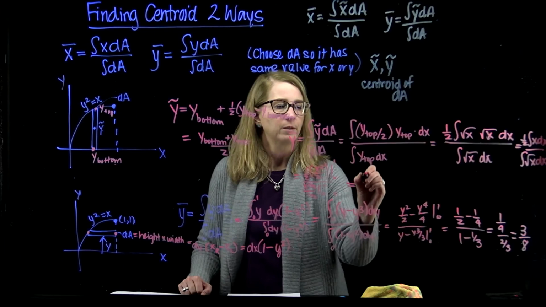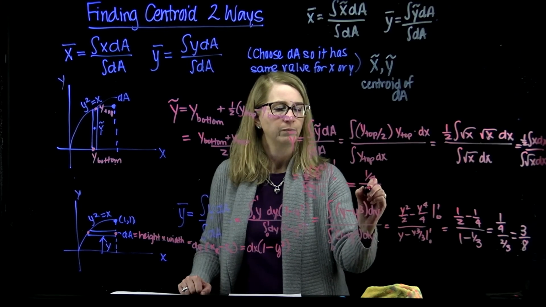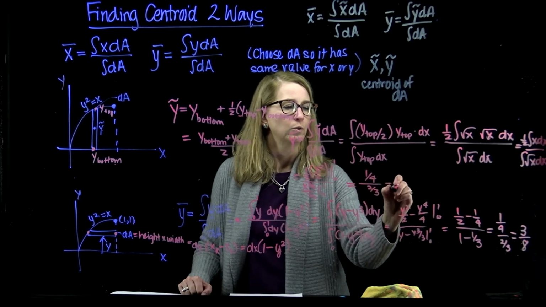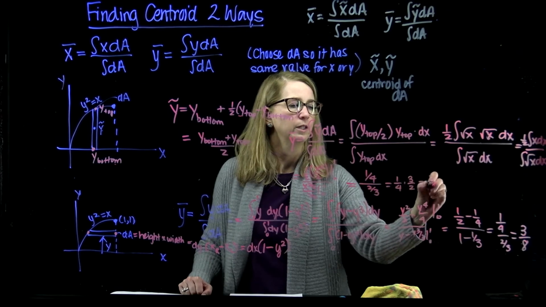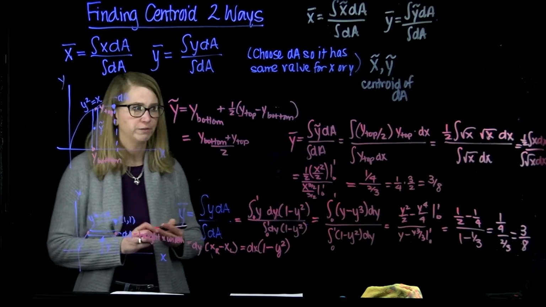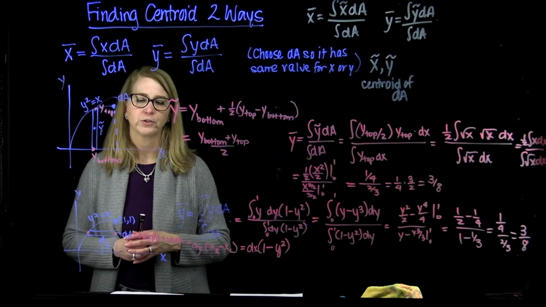So the top ends up giving me 1/4. The bottom is going to give me 2/3. And so it's 1/4 times 3/2, and I get 3/8. I got the same value, which I should have. I should be able to do it more than one way and still get the same answer.